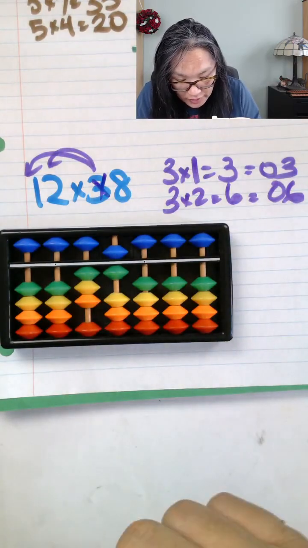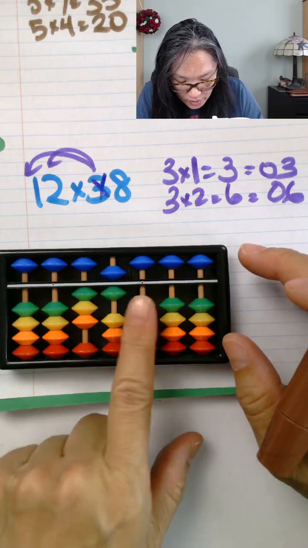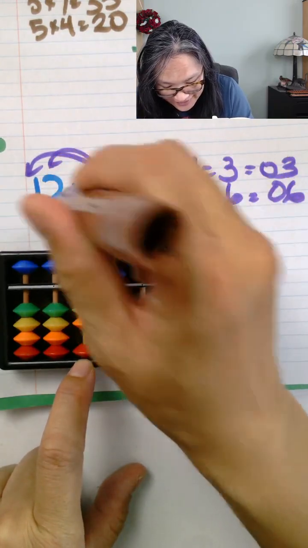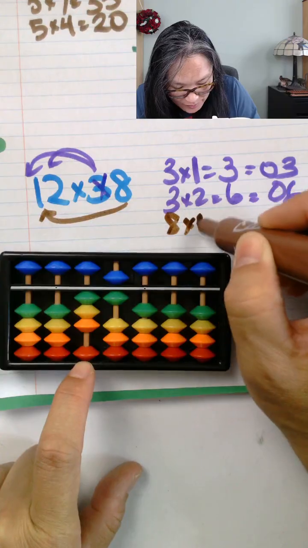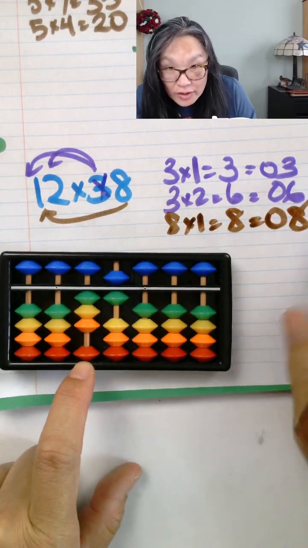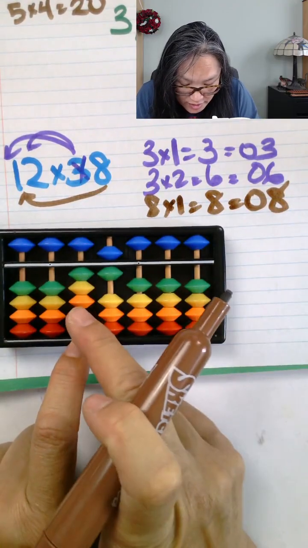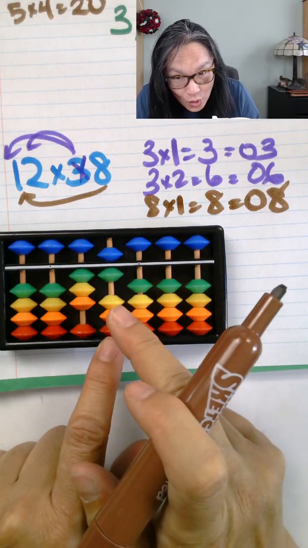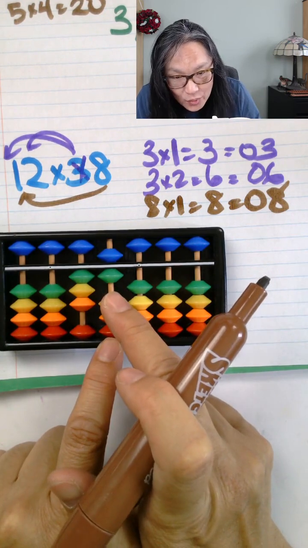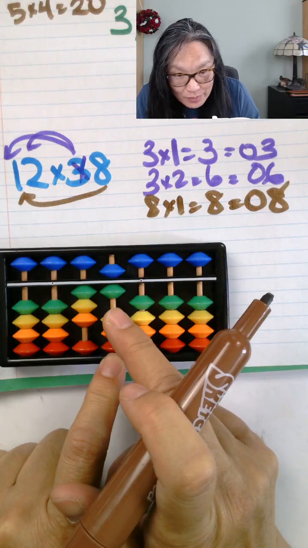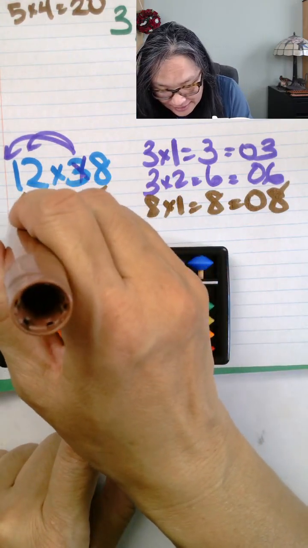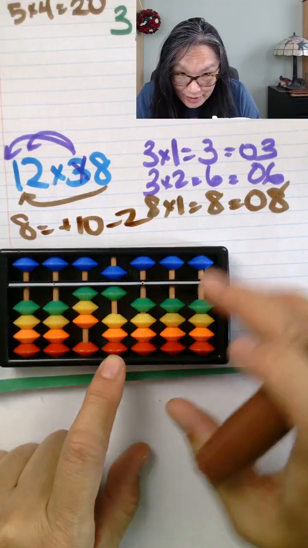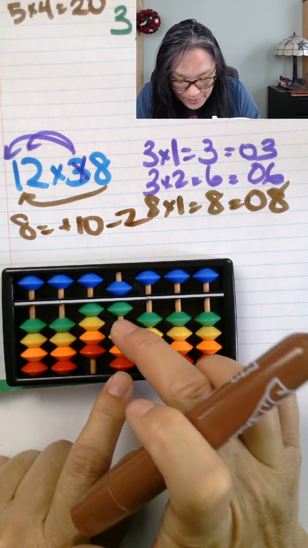Now what are we going to do? We're going to do our 8. Okay, are we ready? 1, 2, 3, right? 8. 8 times 1 is equal to 8. 8 is a single digit, so I go 0, 8. We know this. So 0, 8. We need to add the 8. Can we add the 8? No, we can't. What is another way to add the 8? Do we remember how to add our 8? 8 is equal to plus the 10 minus the 2. Okay, good. Plus the 10 minus the 2.